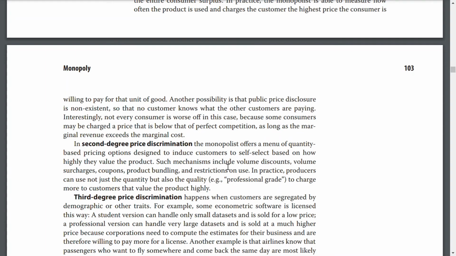In second-degree price discrimination, the monopolist offers a menu of quantity-based pricing options designed to induce customers to self-select based on how highly they value the product. Such mechanisms include volume discounts, volume surcharges, coupons, product bundling, and restrictions on use. In practice, producers can use not just the quantity but also the quality, e.g. the professional grade, to charge more to consumers that value the product highly.